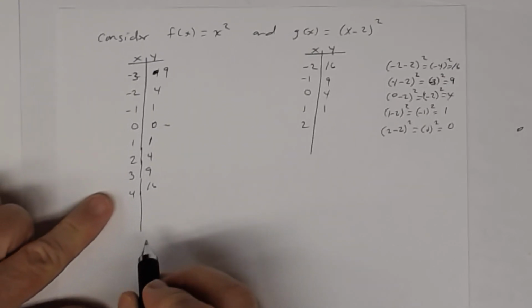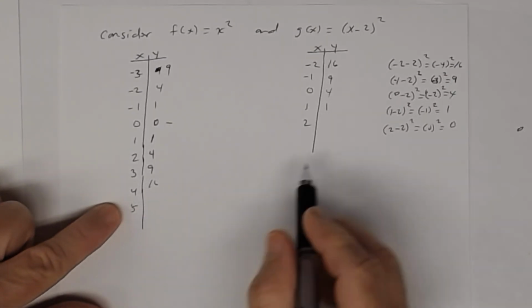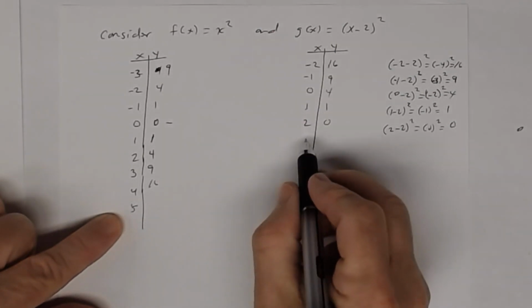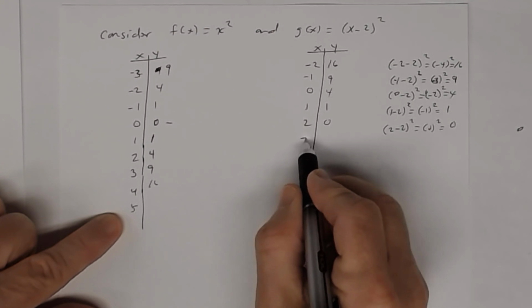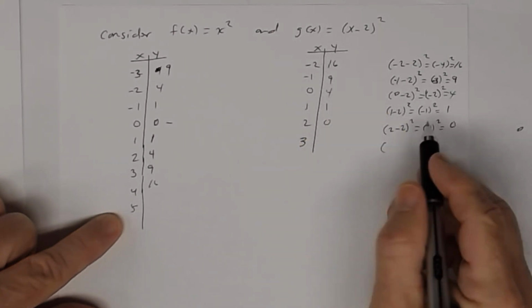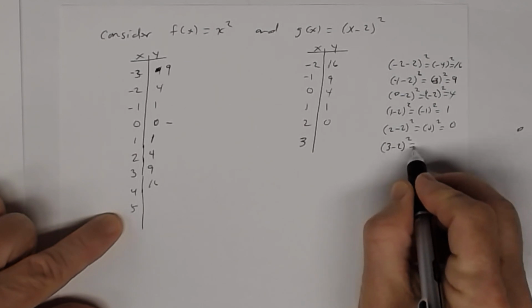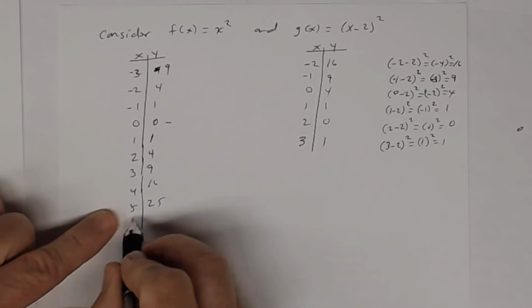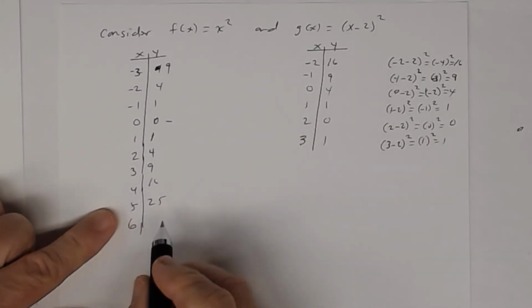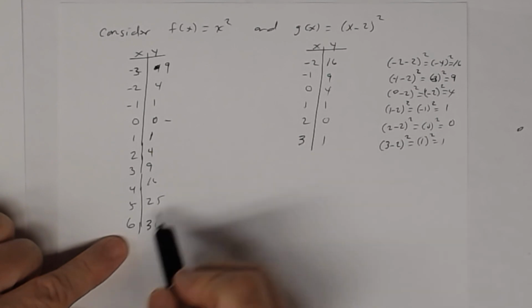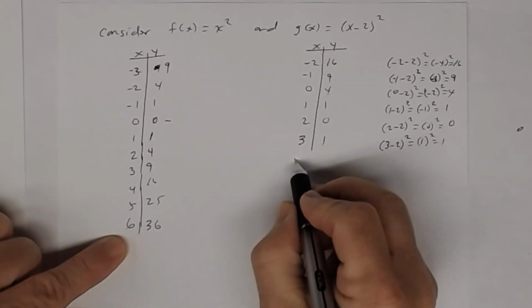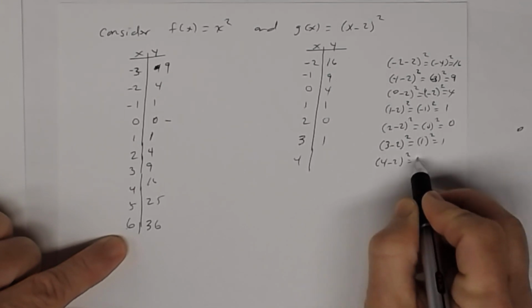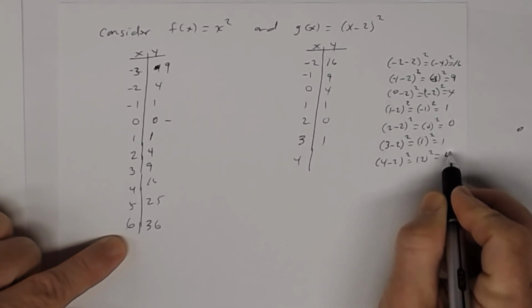And then keep on going. I want you to notice something. When x is 5, that should be 0 here. When x is 5 and I subtract 2, I get a new x-coordinate of 3. And so when I substitute 3 into here, I get 3 minus 2 squared, which is 1 squared, which is 1. And let's see, that was 25. And then when x is 6, 6 squared is 36. And if I take this and subtract 2 from it, I get 4. And when I put 4 in here, I get 4 minus 2 squared, which is 2 squared, which is 4.